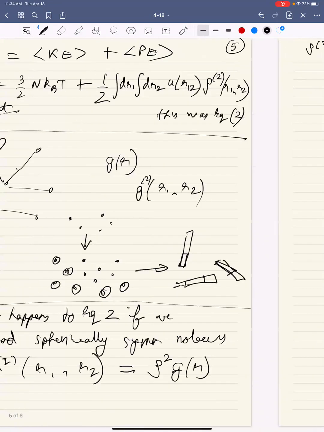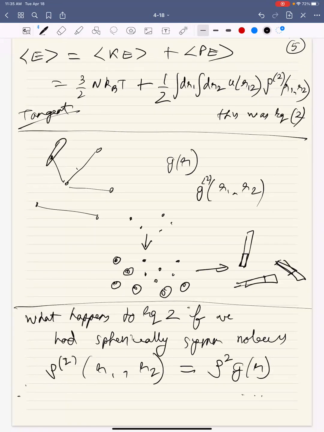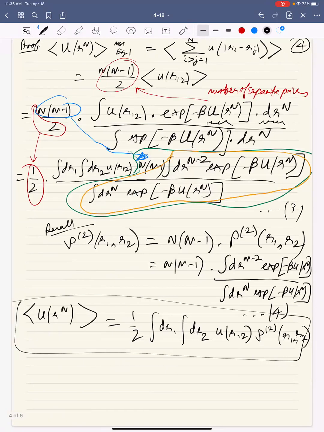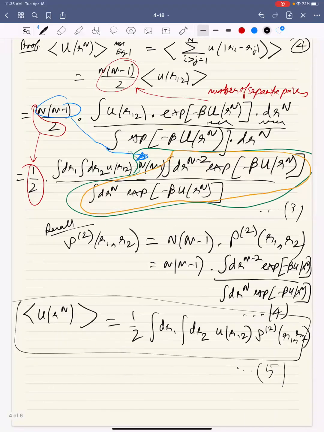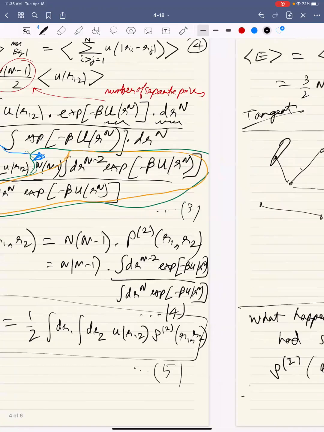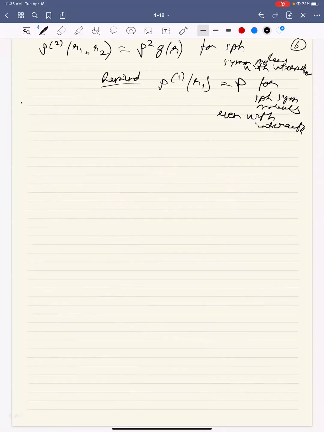Let's call this equation 5, and let's call this equation 6. So the thing that we derived for U is equation 5. I also called it equation 2, but that's okay. So let's use 6 in 2, because I'm not going to worry about the kinetic energy part.